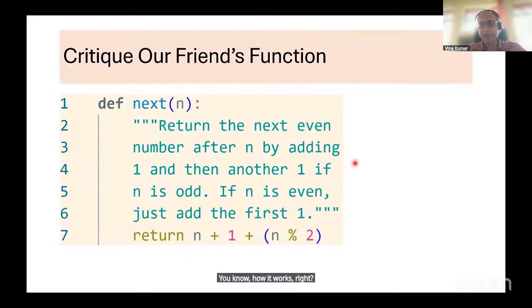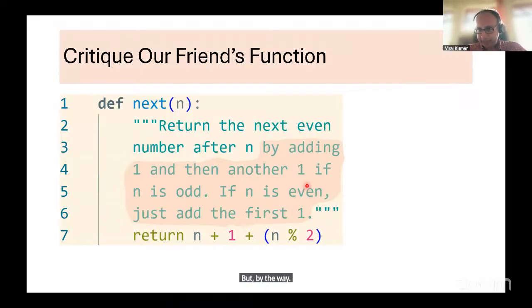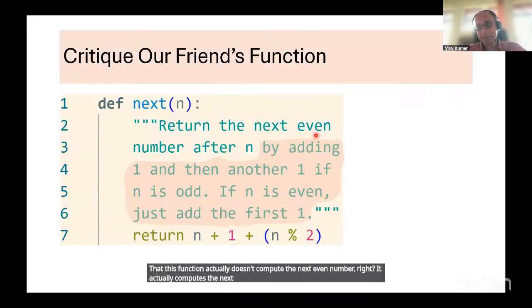And then there were some other issues that we pointed out, the name of the function is not a very good one and so on, right? But by the way, I didn't say this in the video, but I hope some of you realized that this function actually doesn't compute the next even number. It actually computes the next odd number, right?